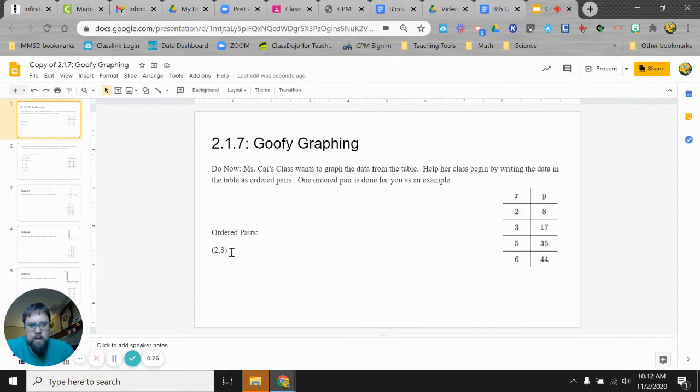So the first ordered pair is x of 2, y of 8. So the ordered pair becomes 2, comma 8. All right, so that's the first thing. The rest of the lesson will essentially be trying to identify errors that the class made while graphing this data.